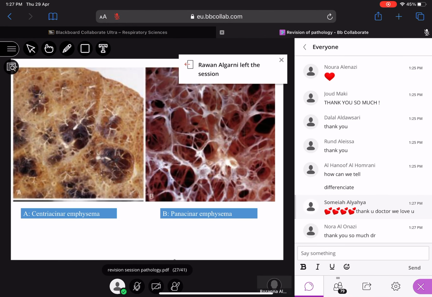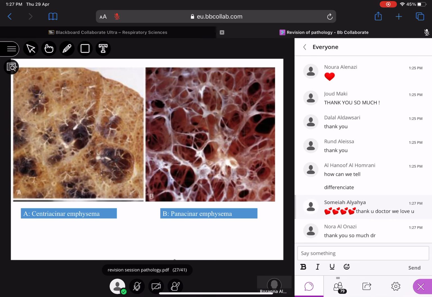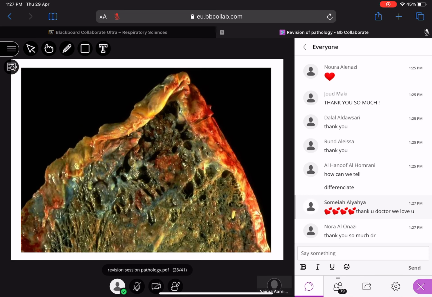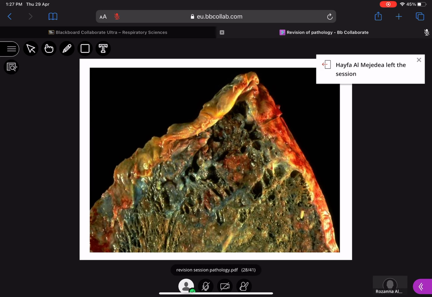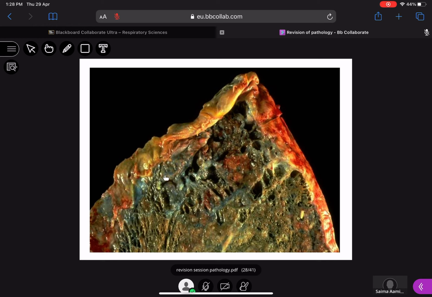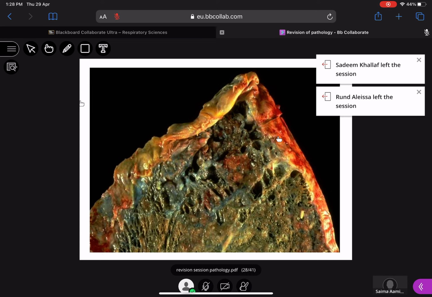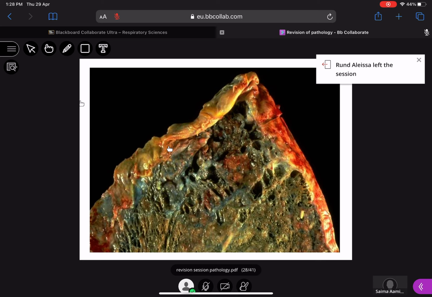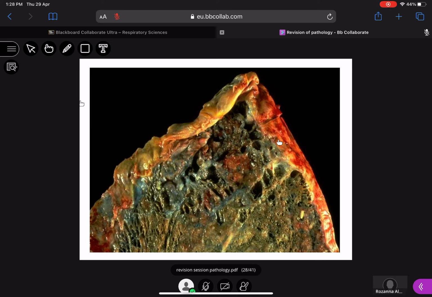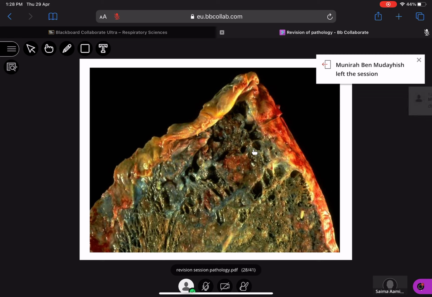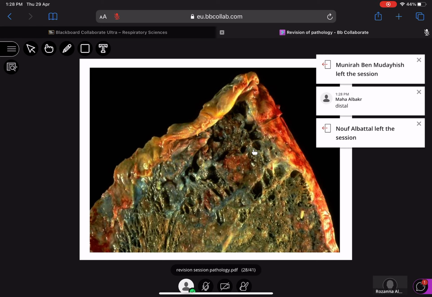Doctor, thank you so much. Could you go to the next slide, please? Sure. This one? Yes, this one. I would not go for panacinar here because it's only a part of the lung parenchyma which is affected, and it is just adjacent to the pleura. It seems that it is the apical part of the lung and it is the thickened pleura. Can you appreciate this thick pleura? So it means that there is some fibrosis in the pleura, and the emphysema happened just next to it. So in this scenario, I would go more with distal type emphysema.